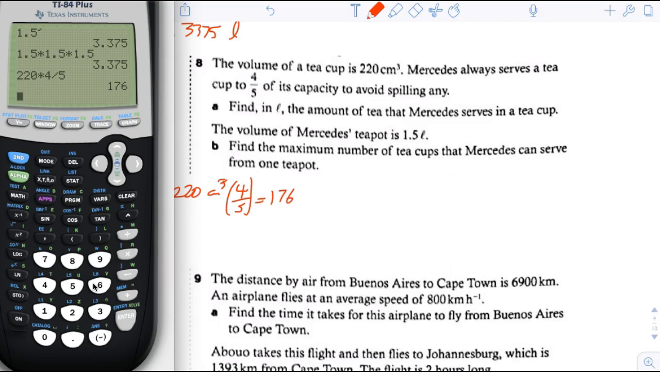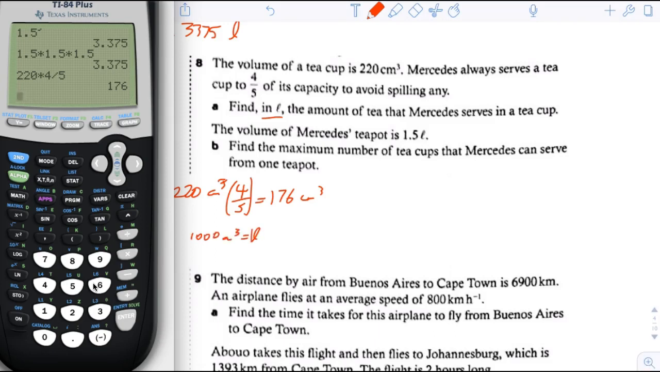So 176 centimeters cubed is what we're going to fill up, and we want to know what that is in liters. Remember from our previous problem that 1,000 centimeters cubed is a liter.